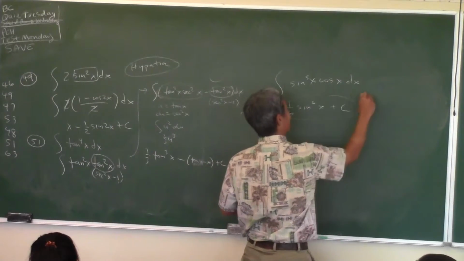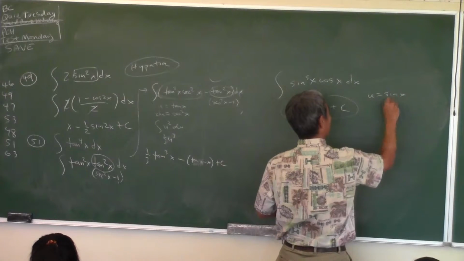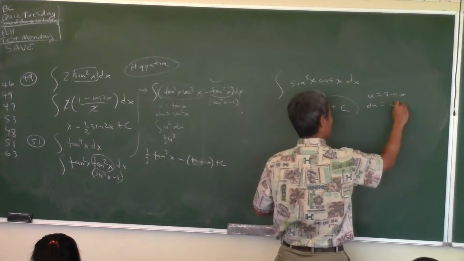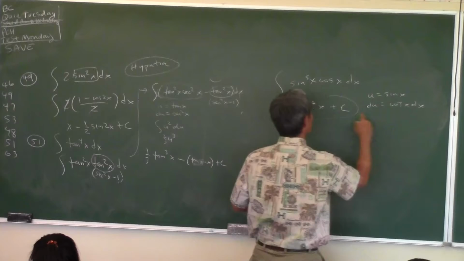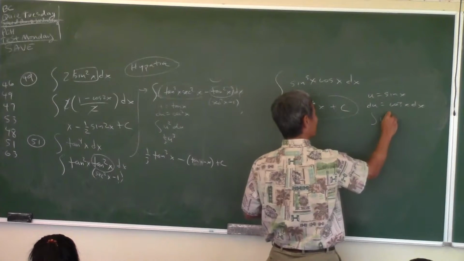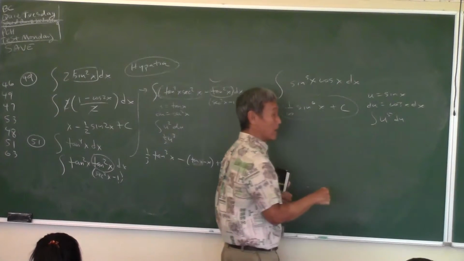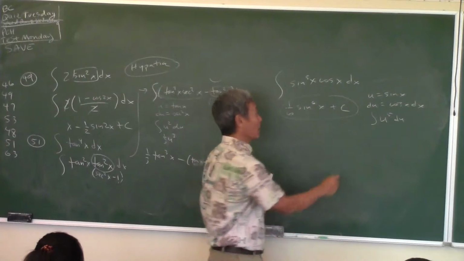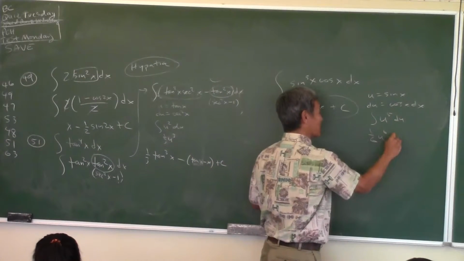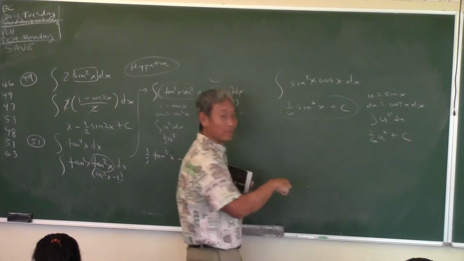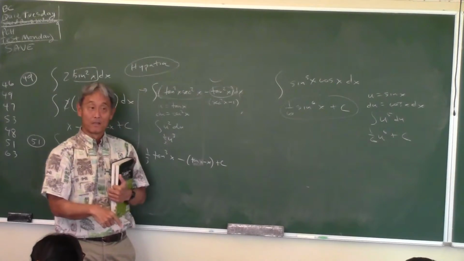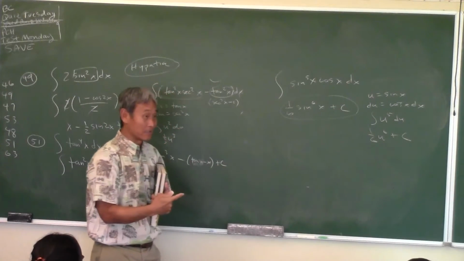If you let u equal sine x, what is du? Cosine x dx, correct? So doesn't this integral become u to the 5th du? And what's the integral of u to the 5th? 1/6 u to the 6th plus c. Boom. Do you guys see it? You should have kept up with homework.